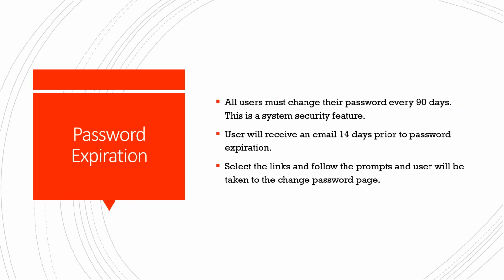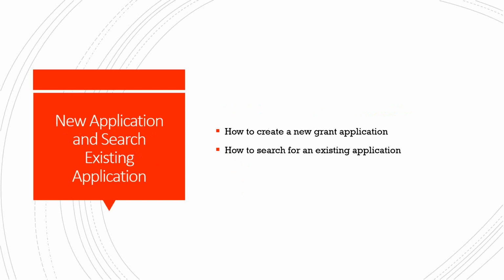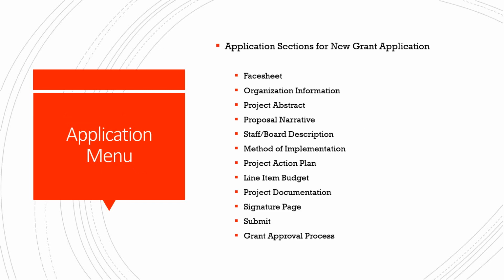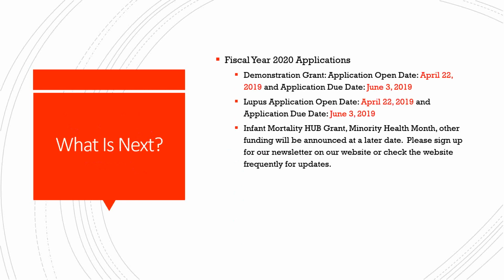All users must change their password every 90 days. This is a system security feature that we could not get around. 14 days prior to the expiration, you'll receive an email, and just make sure that you follow the prompts from there on out. And again, this is something that we just reviewed: existing users and logging in, how to create a new grant application, and how to search for an existing application. Again, you can refer to your user guide if you have any questions. And these are the sections that we reviewed as well, and then the glossary of terms.